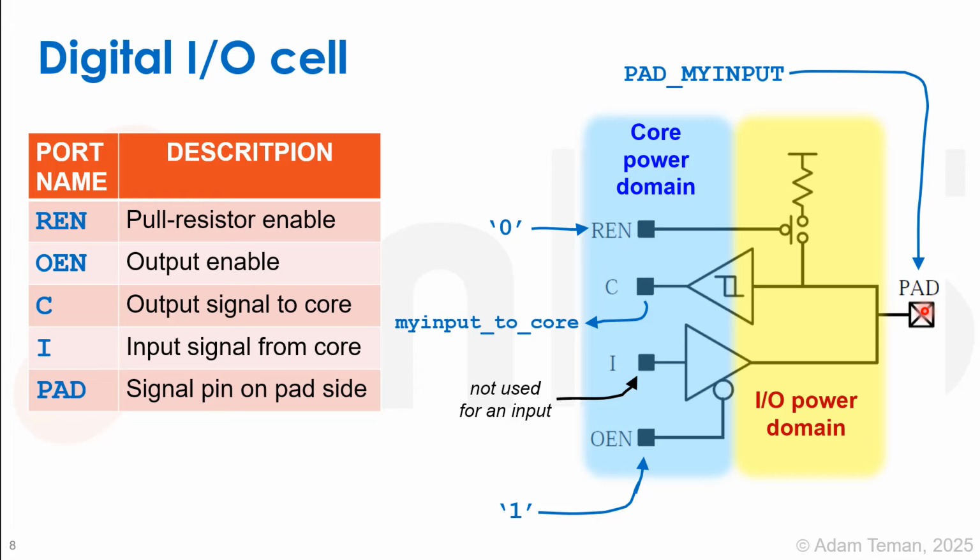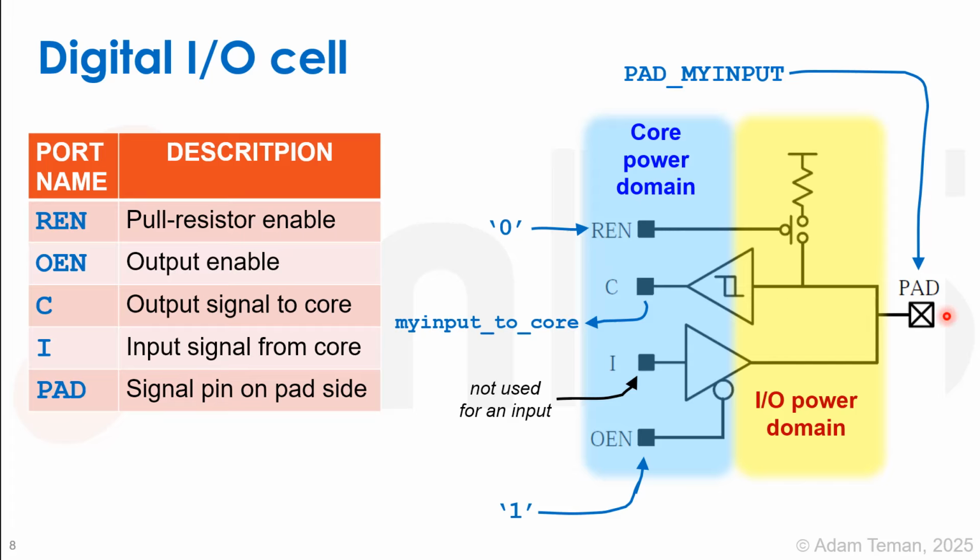So the pad is the connection in the IO cell that connects to that piece of metal that is going to connect to the wire that goes to the outside world. And as I said before, this is going to be using capital letters, starting with pad and then whatever the name of the input or output is going to be.